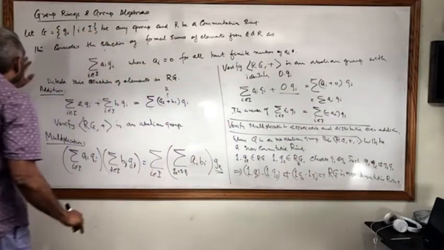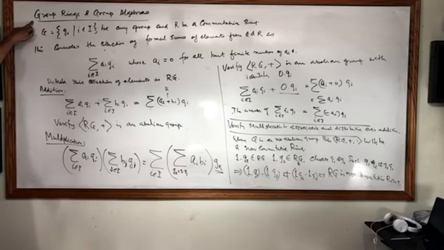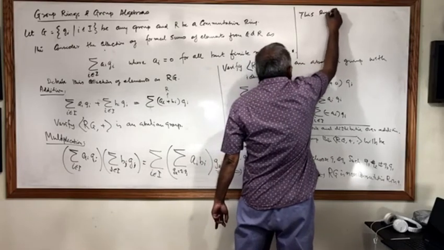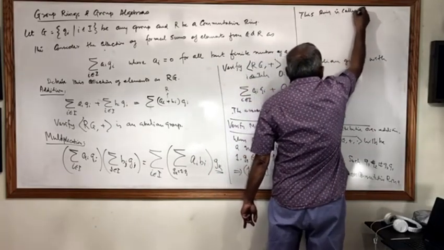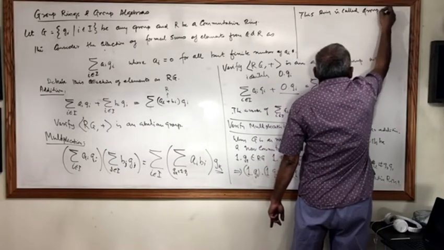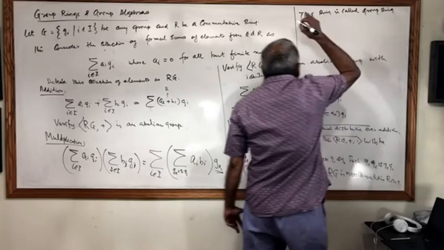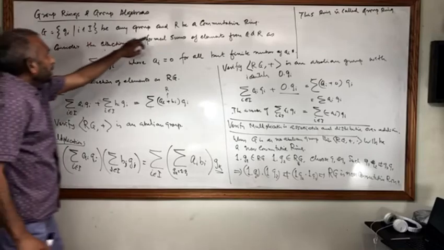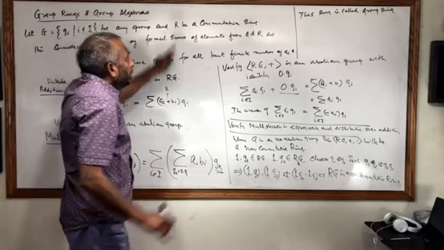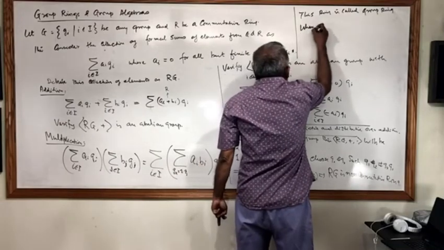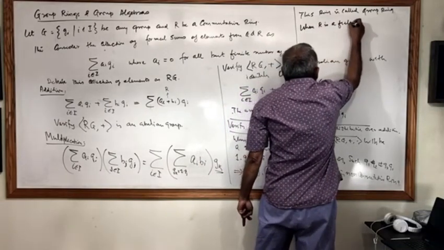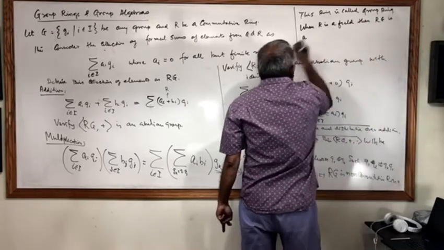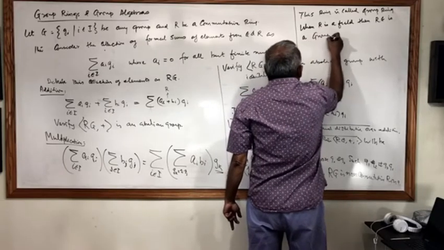Now this ring is called the group ring. It is made from a group and a ring. G is the group and R is a ring. And when R is a field, then RG is a group algebra.